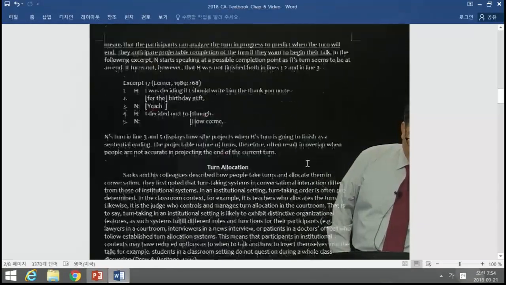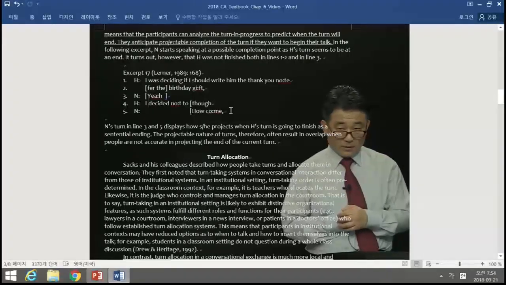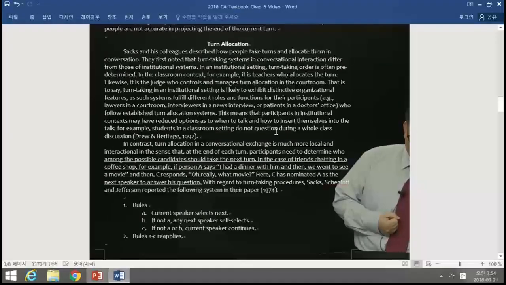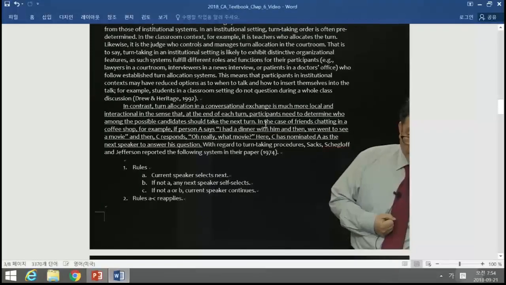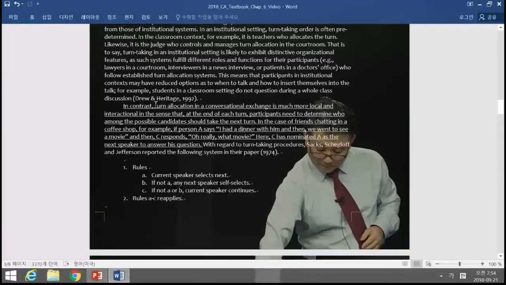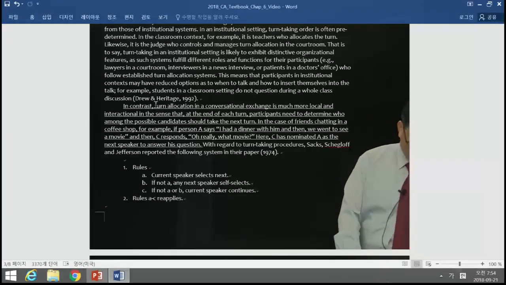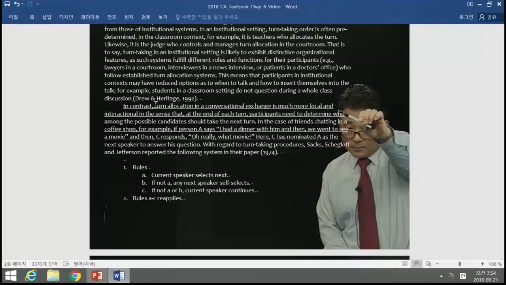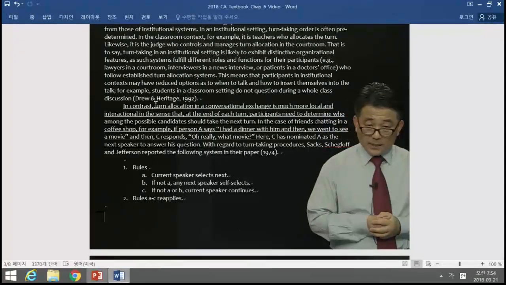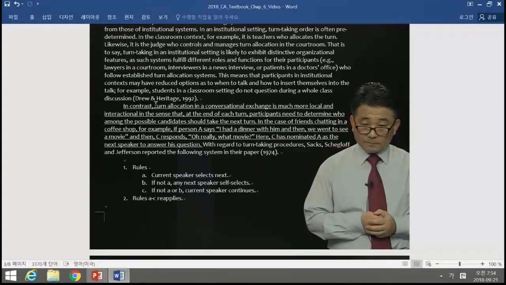So take a look at each data set to see what point each excerpt is trying to demonstrate. Let's move on to turn allocation. I'm going to read this part. In contrast, turn allocation is a conversational exchange. It's much more local and interactional in the sense that at the end of each turn, participants need to determine who among the possible candidates should take the next turn.